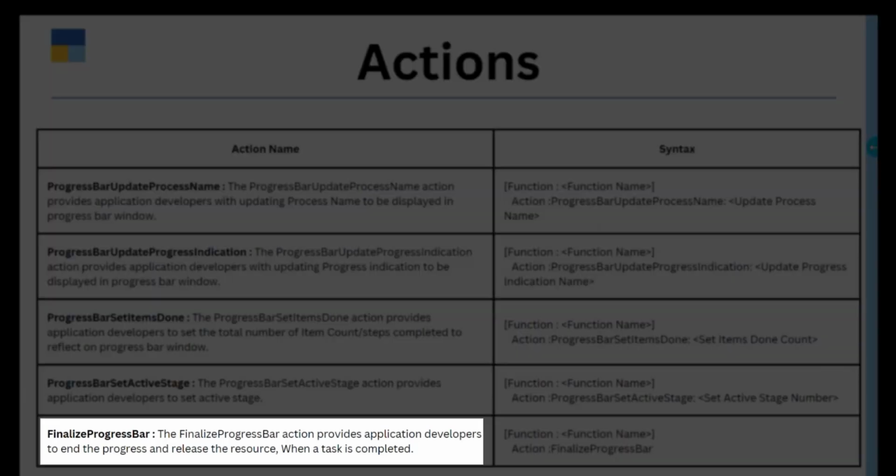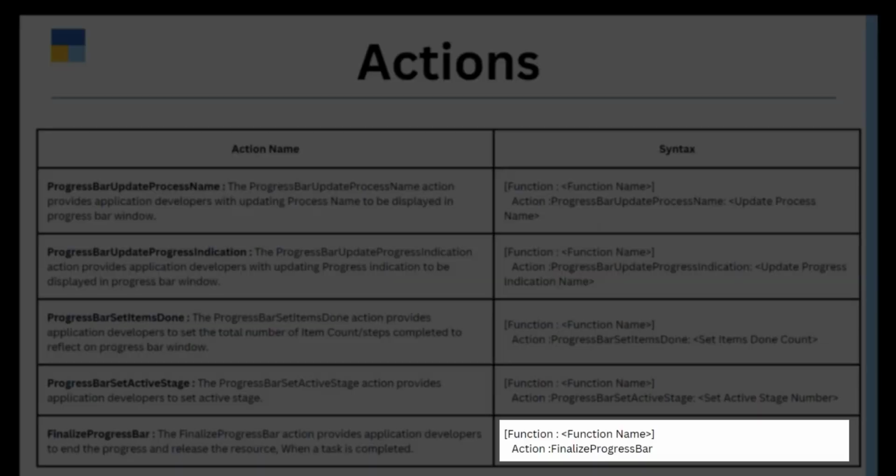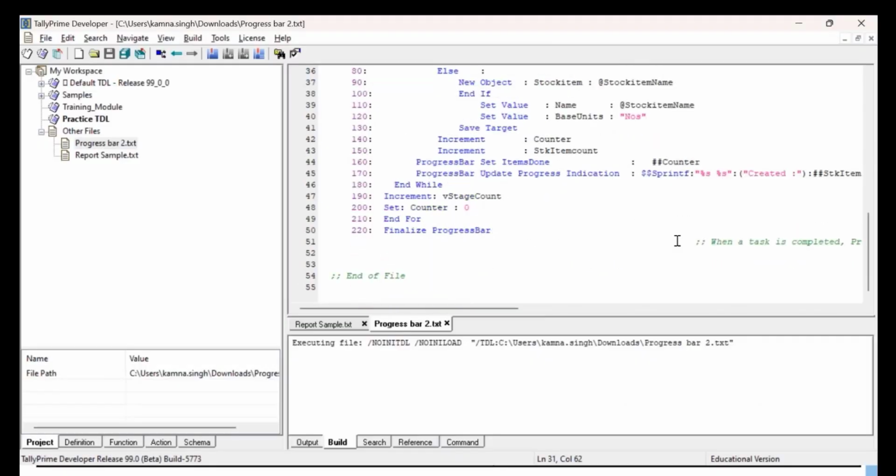And lastly, the Finalize Progress bar action provides application developers an option to end the progress and release the resource when a task is completed. The syntax for the same is displayed on the screen. The final output of the same code would be same as it is displayed on the screen in front of you, as it was the requirement stated at the beginning.